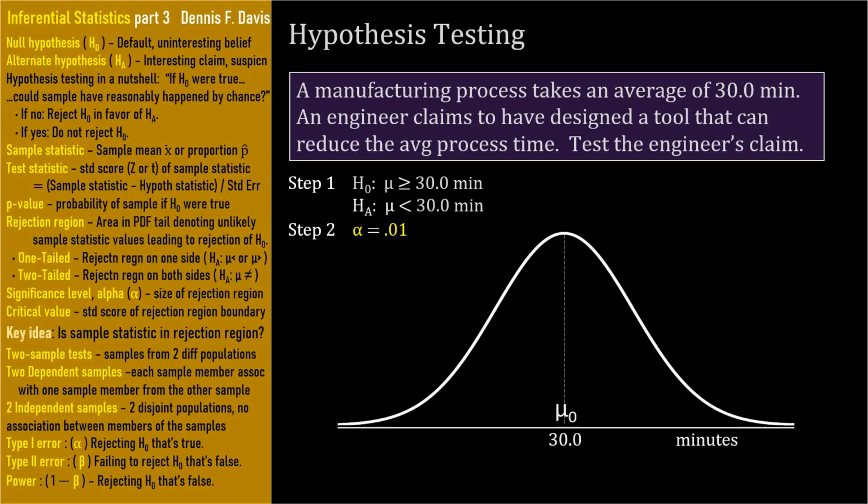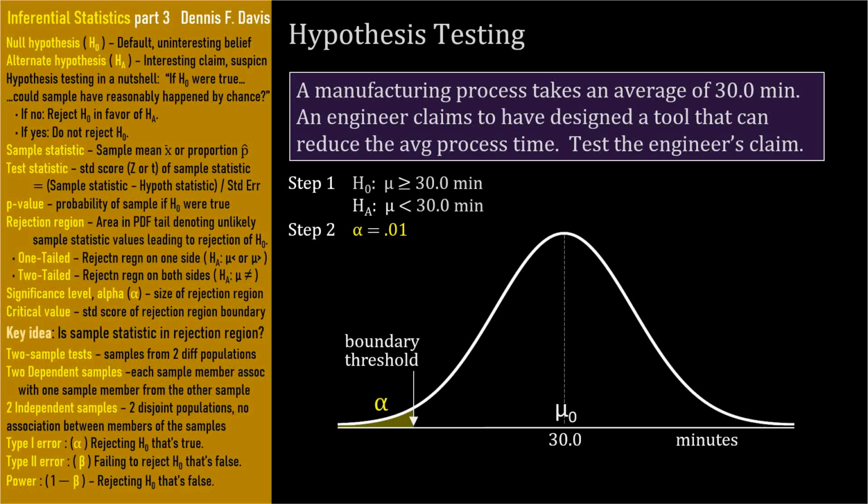For proportions, the hypothesized mean is p naught, the proportion mentioned in the null hypothesis. Alpha is the total area or probability in the rejection regions. This is a left-tailed test since the alternate hypothesis H sub A is mu is less than 30. Alpha is 0.01, so this area is 1% of the total area under the curve, leaving 99% unshaded. There's a point on the horizontal axis right here at the boundary that separates the regions of rejection and non-rejection.